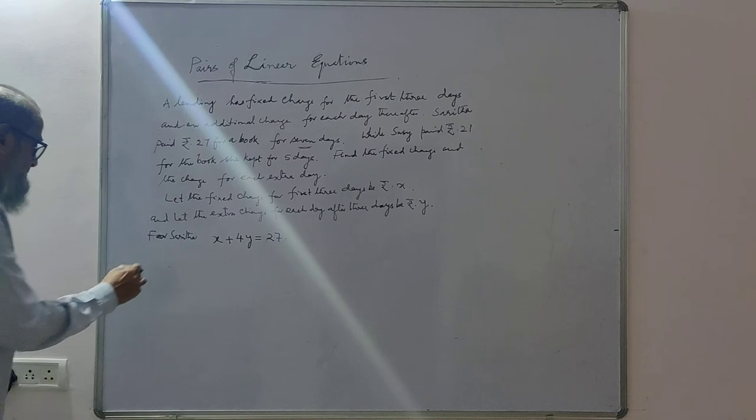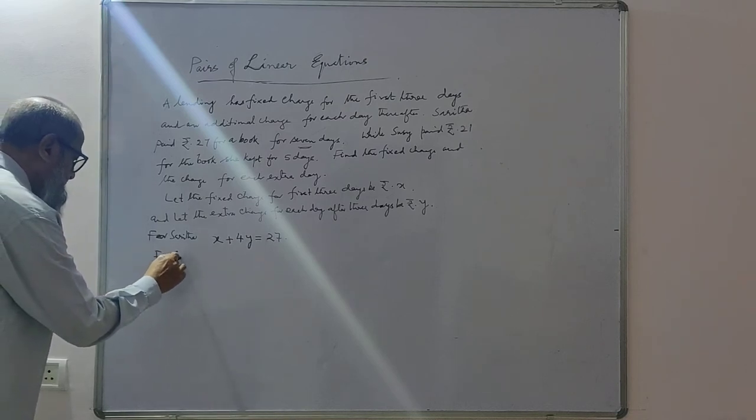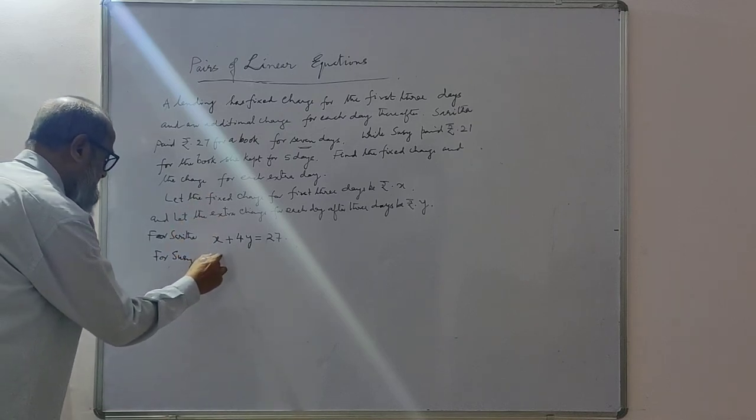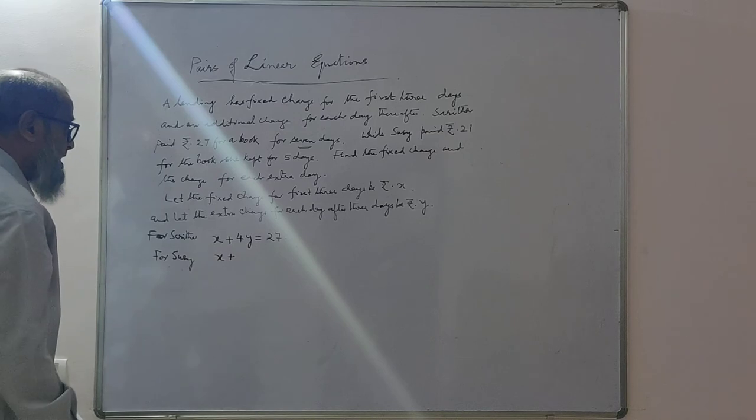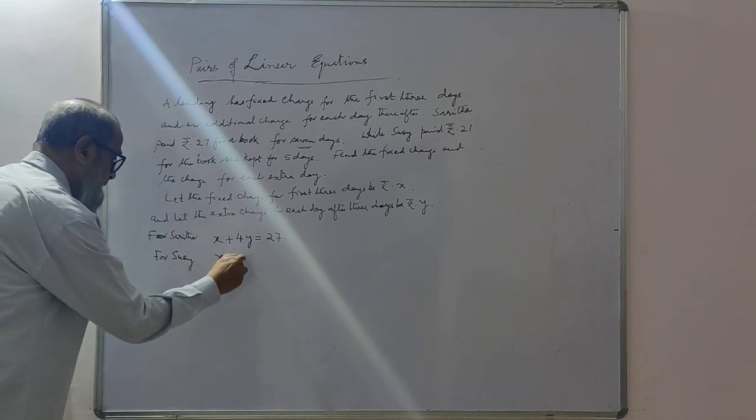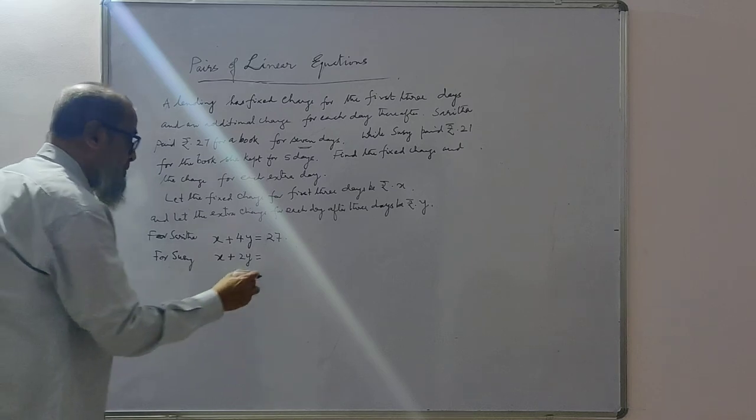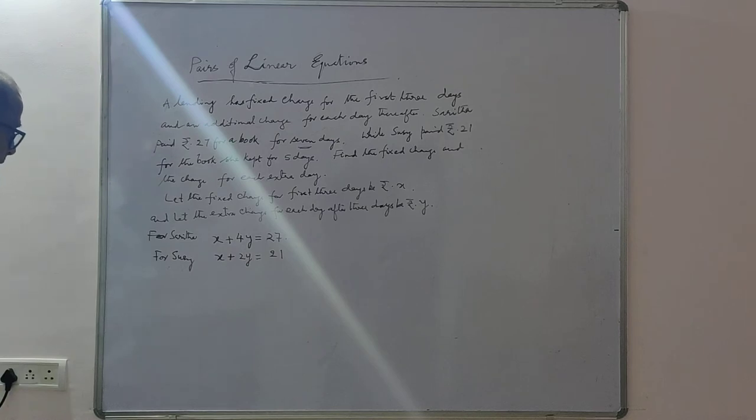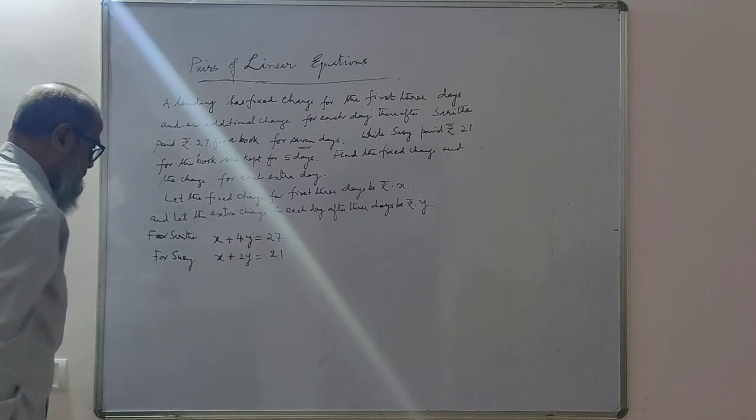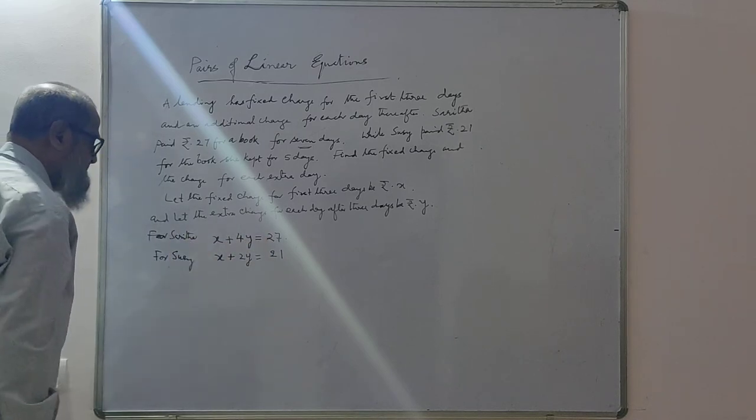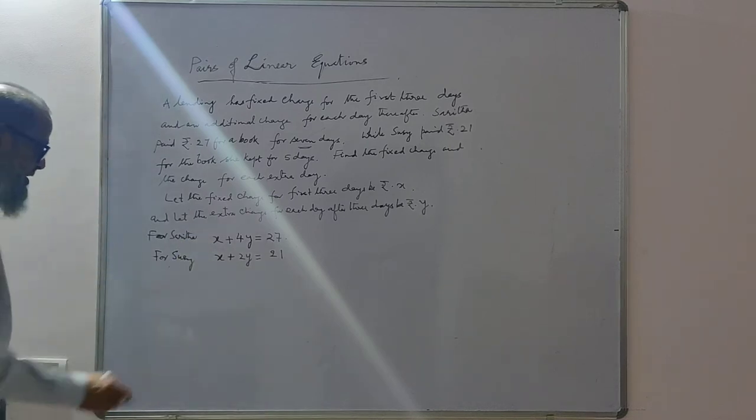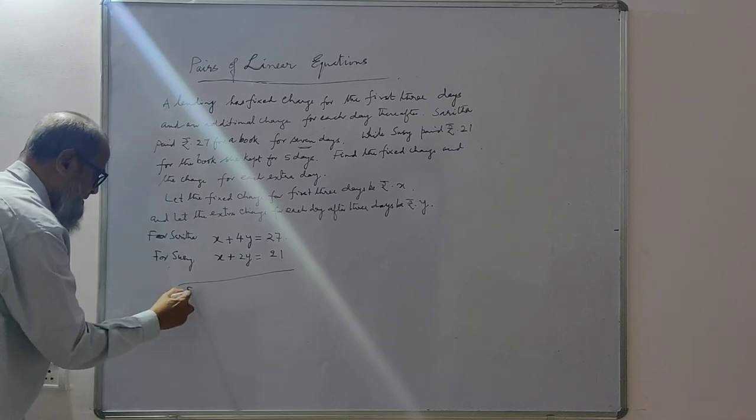Now for Susie, she has kept it for 5 days, right? So X rupees will be for the first 3 days. The extra days are 2 days, so X plus 2Y is equal to 21. Now, if I want to eliminate Y, I will have to multiply this by 1, this by 2. If I want to eliminate X, I can straight away eliminate because in both the cases the coefficient is 1.